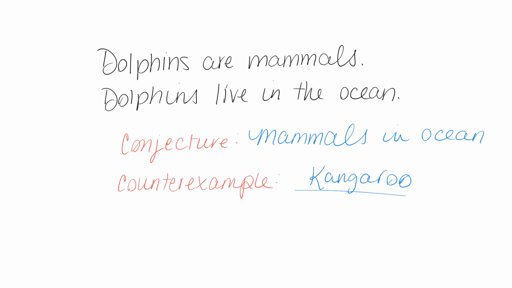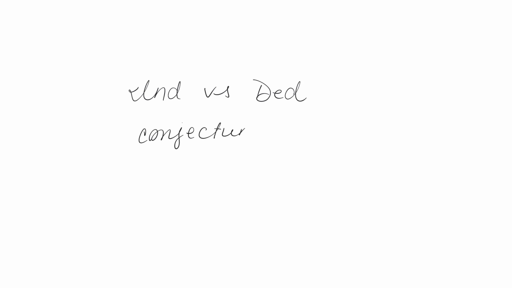So recap from today, we have two types of reasoning. We have inductive versus deductive. We create conjecture and we disprove with a counter, if I could spell, example.